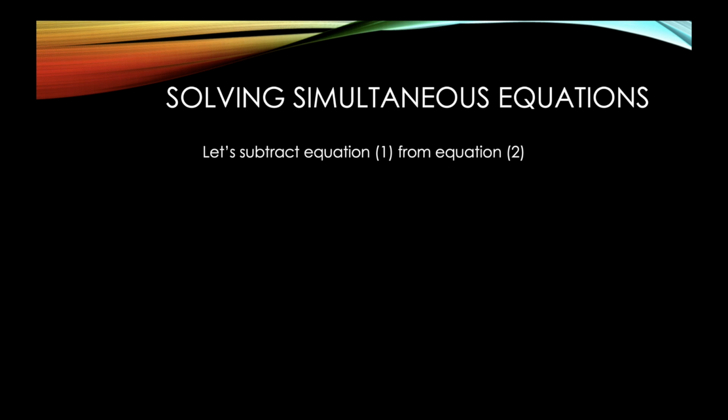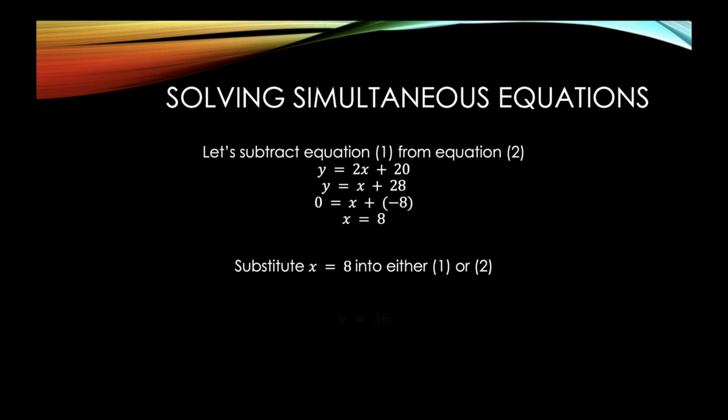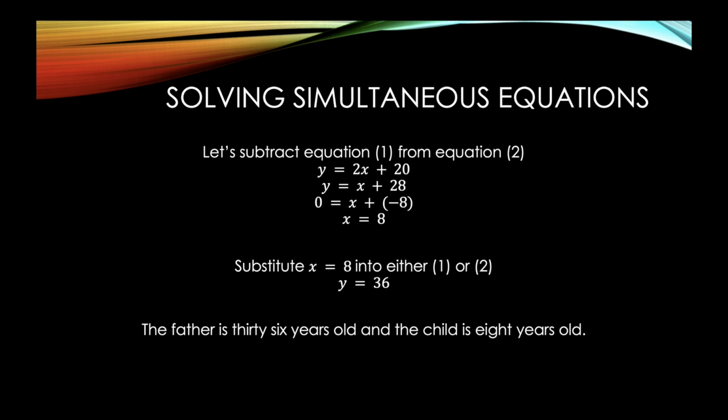Now, in order to solve this, let's start by taking the first equation and taking it away from the second equation. So on the left hand side you have y take away y, you're left with 0, and on the right hand side you do the same again for the maths and you get x minus 8. So when you solve x minus 8 equals 0, you end up with x equals 8. Now you can substitute this back into either equation and you should arrive at y equals 36. This tells you that the father is 36 years old and the child is only 8 years old.